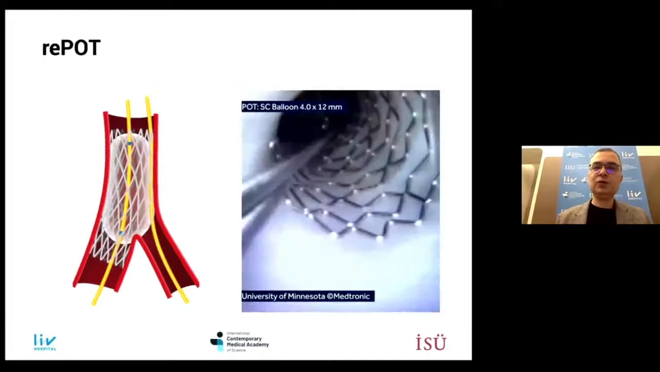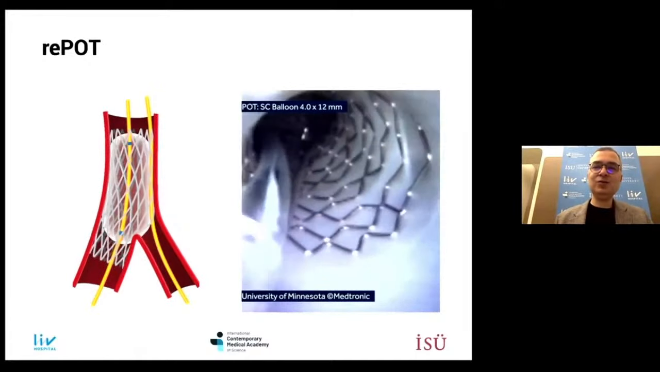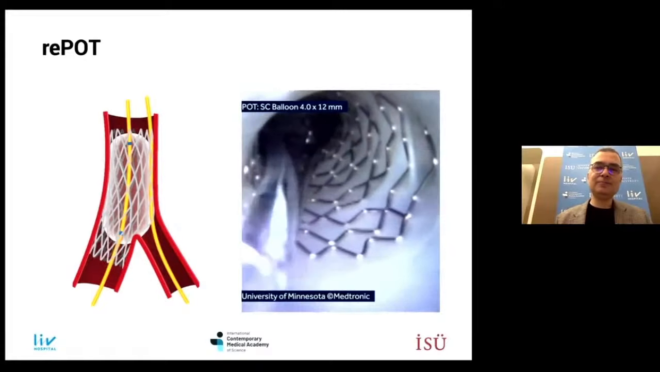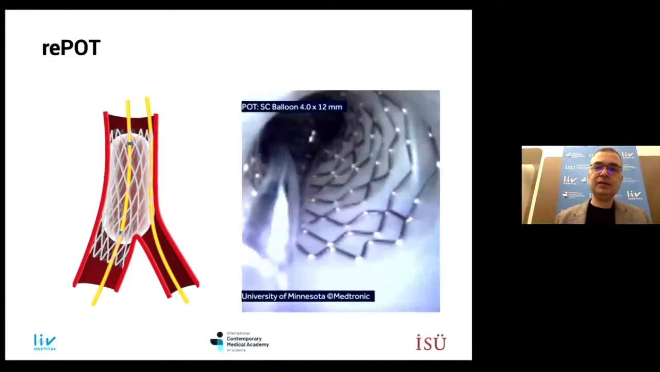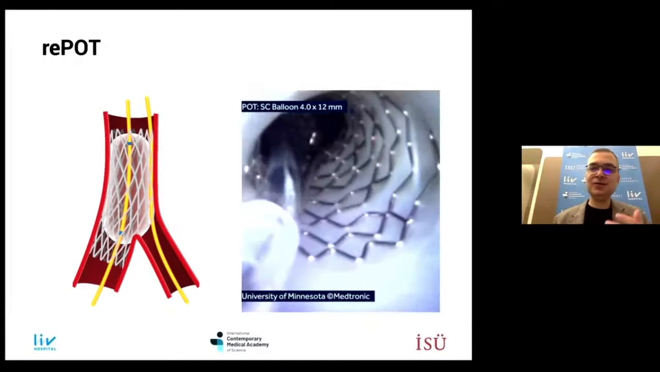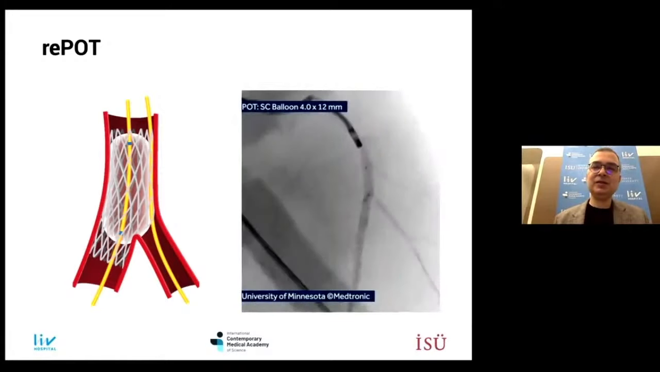Of course, the sizes that you will choose are very important. And in case you make a side branch ballooning, it is recommended by the EBC to finish the case with a final POT. Some call this a re-POT, some call this a final POT, but the EBC now calls this a final POT.